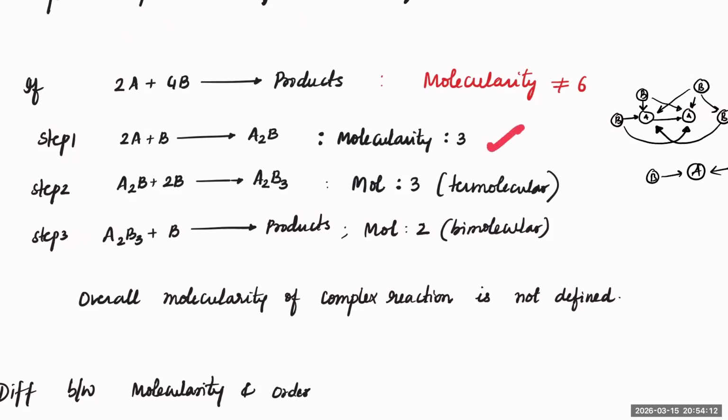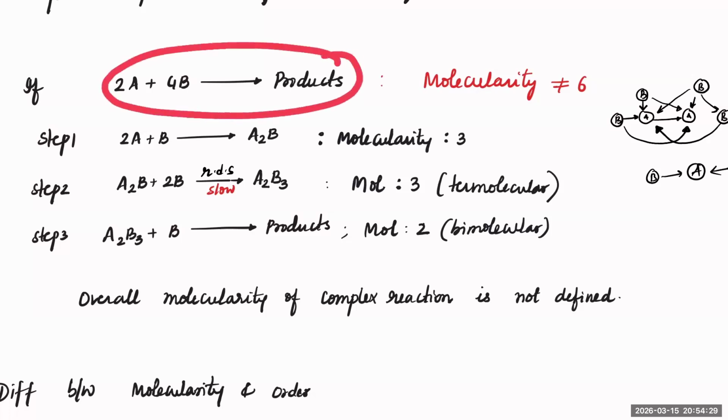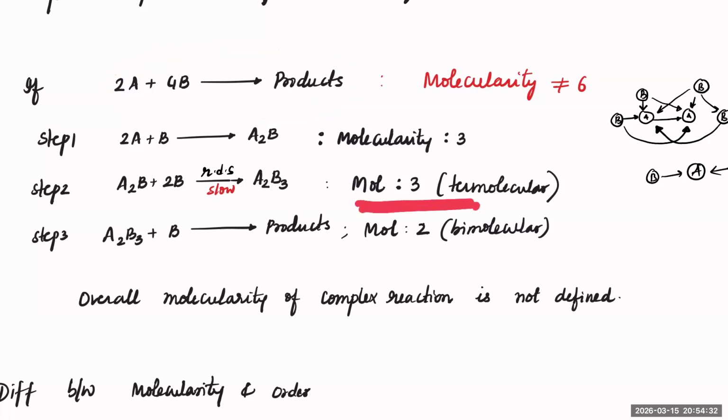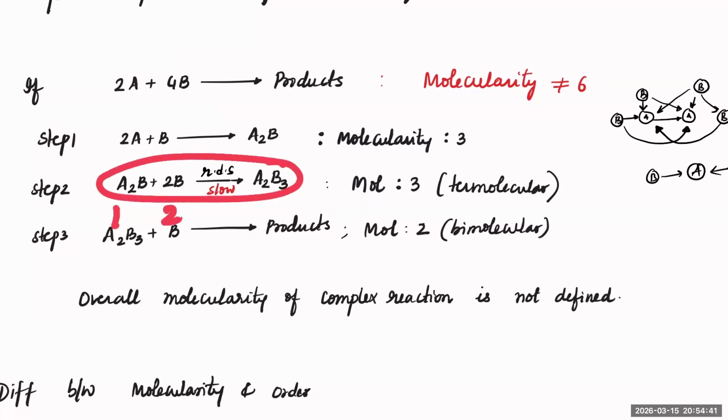Now, within these three elementary reactions, let's say this is the rate determining step, which is the slowest step of the overall reaction. In that case, for this particular complex reaction, we can say the molecularity is 3, because molecularity is only judged on the basis of the rate determining step. So I can say in the rate determining step, there are 1 plus 2 molecules involved. So we can say the molecularity in this reaction is 3.